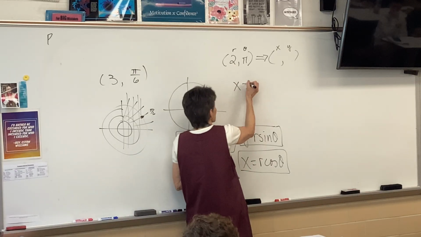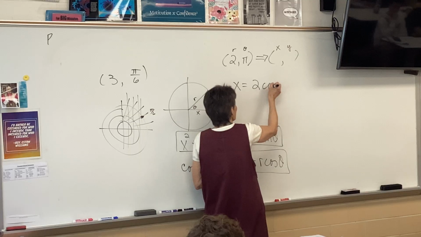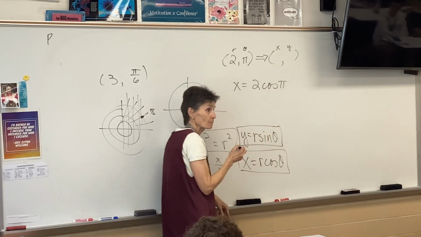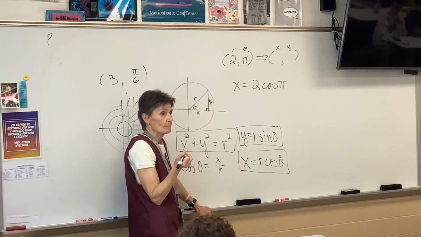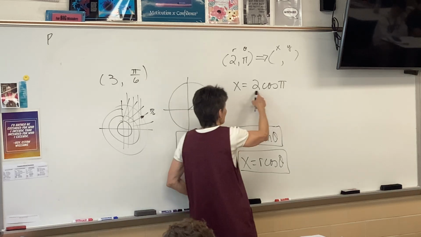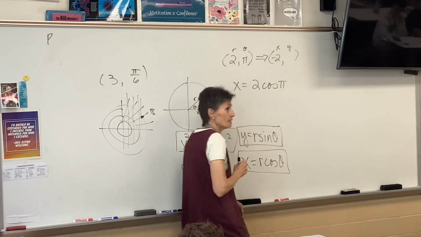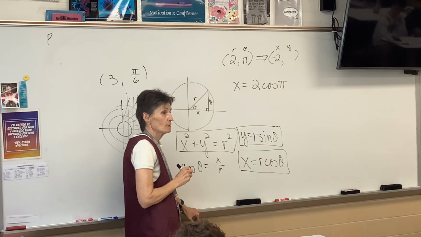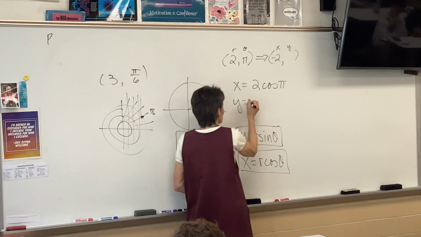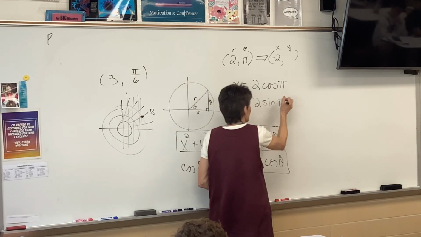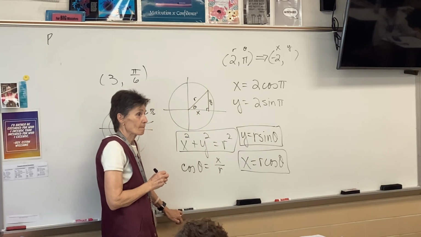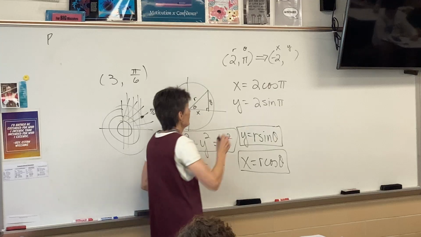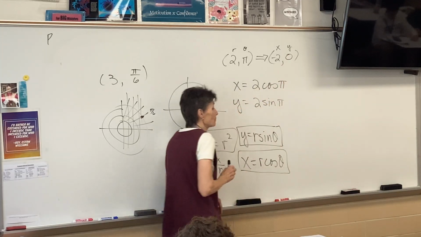We know r and theta, so x will be 2 cosine pi. What's cosine pi? Negative 1. So 2 times negative 1, x is just negative 2. And then y is 2 sine pi. What's the sine of pi? 0. So there we go.